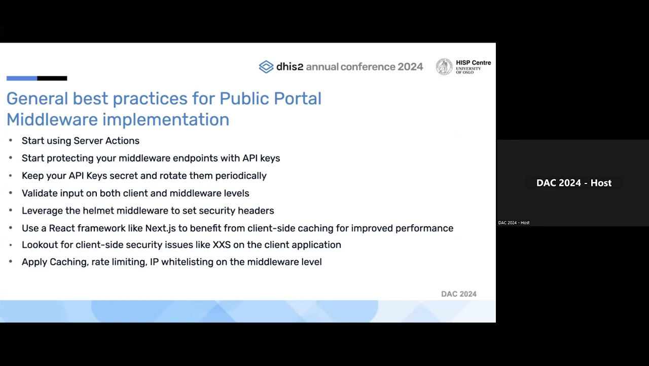Use Next.js if possible to benefit from client-side caching. Next.js has that built-in client-side caching strategy. So using Next.js also helps you leverage that, and this could help you improve the performance of your public portal and your middleware and your data instance as well. Because if your middleware is abused, then this will affect your data instance and you would experience performance issues. In fact, some performance issues may be caused by this. So people do face performance issues sometimes and often overlook the middlewares or the integration mediators that are connected to their data instances.